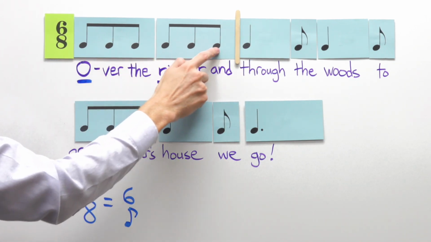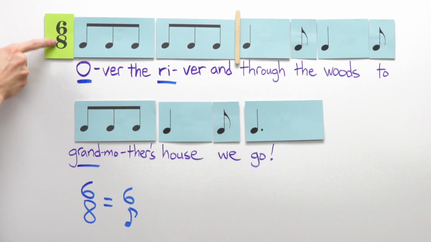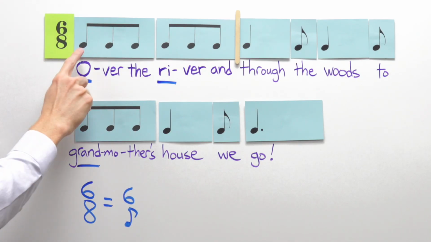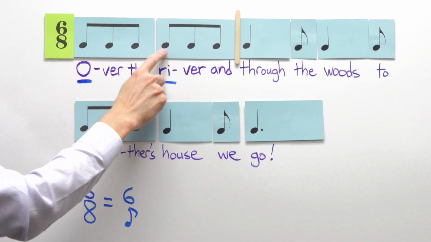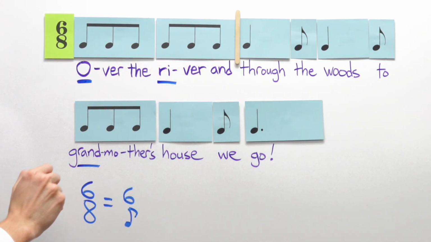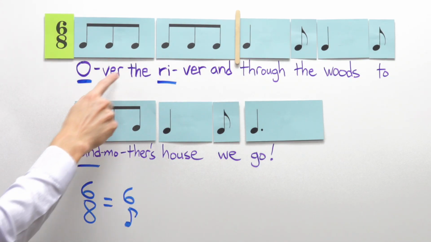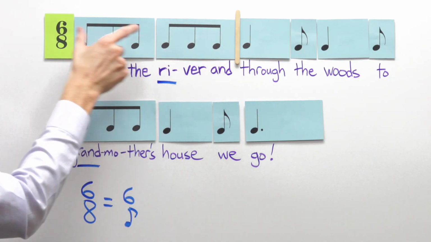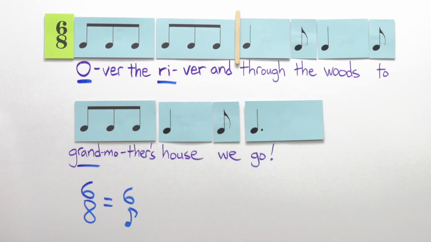6 eighth note beats in the measure. 6/8 is your time signature. So we'd count it 1, 2, 3, 4, 5, 6. And you notice 4 is kind of a secondary strong beat. We have our strong beat on 1 as always, and beat 4 is a strong beat too, which you can see by how the eighth notes are grouped.